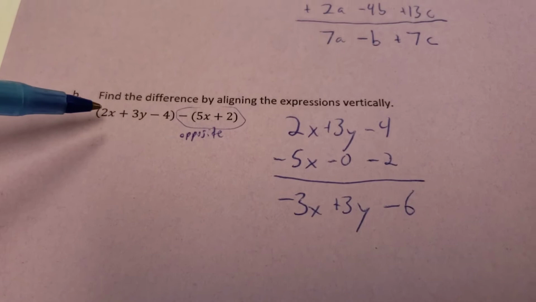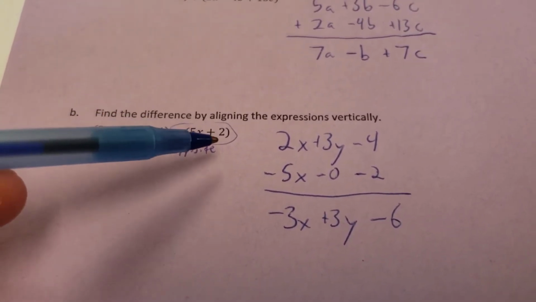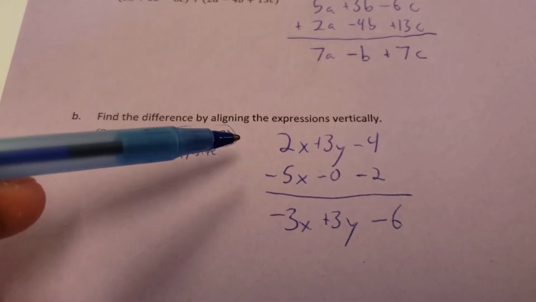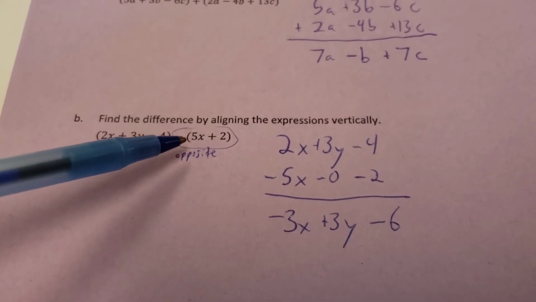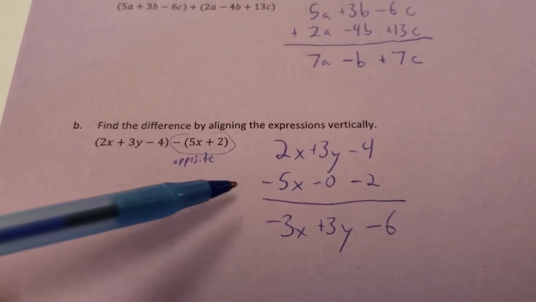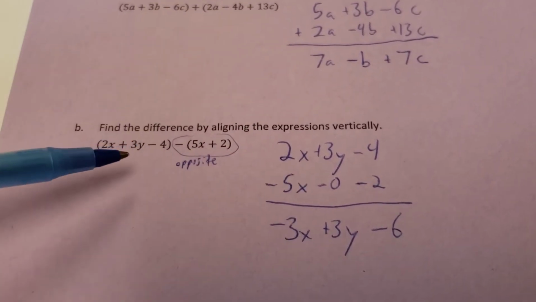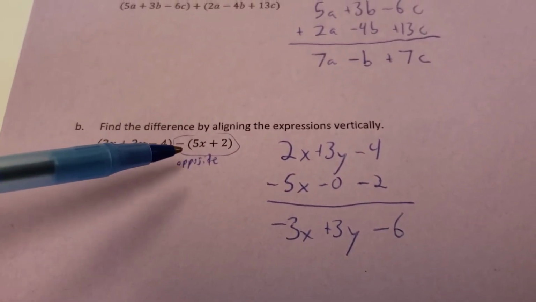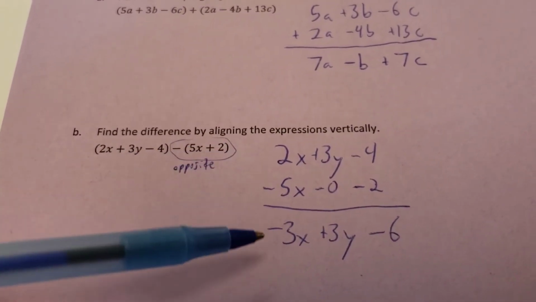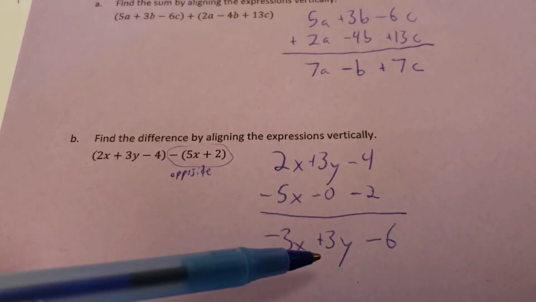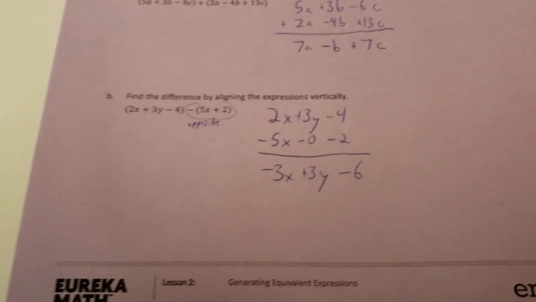All right, now remember, as we work on this grouping, I have this first grouping minus this grouping. That minus is going to kind of turn everything into its opposite. So 2x minus a 5x. 2x minus 5x. 3y, and there's no other y, so 3y minus nothing. Negative 4, that's a minus a 2. Negative 4 minus 2. So 2x minus 5x gives me negative 3x. 3y minus nothing is just 3y. Negative 4 minus 2 is negative 6. All right.